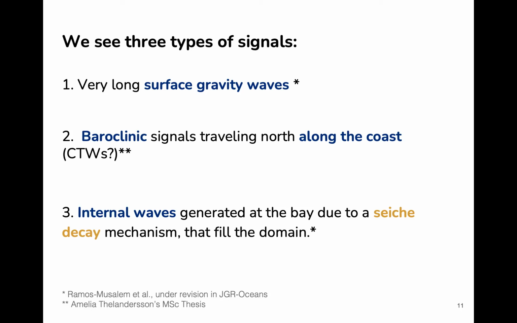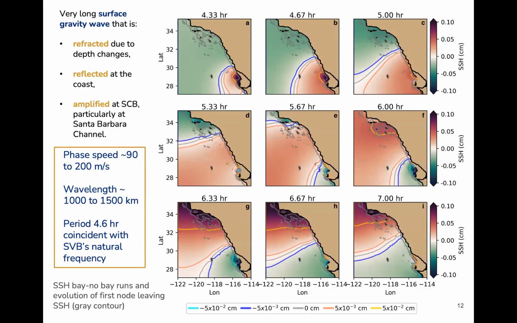The first type of signals and the third type of signals are in a manuscript that's under revision in JGR Oceans. And the coastal trapped waves are something that Amelia Anderson was working on for her master's thesis. So, okay.